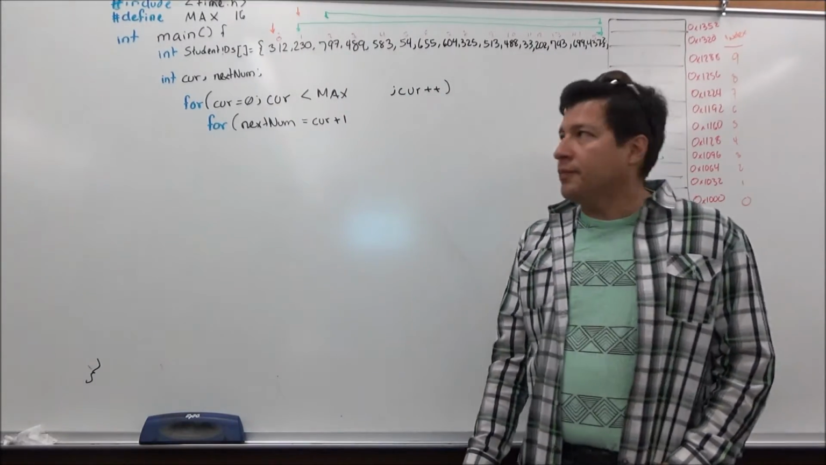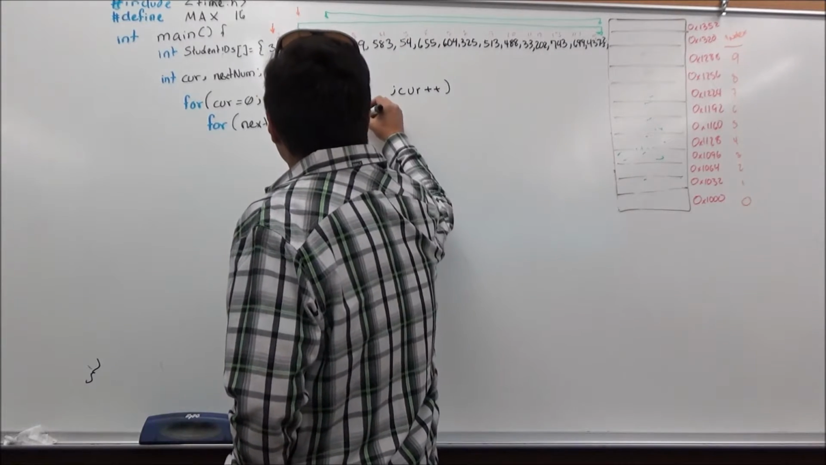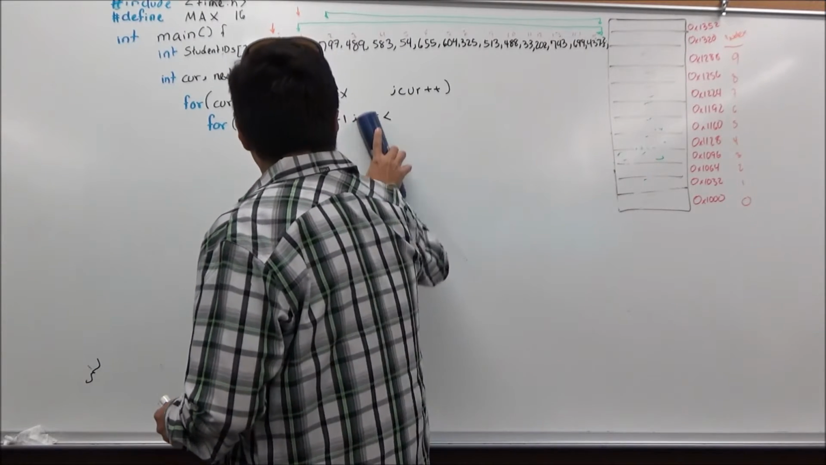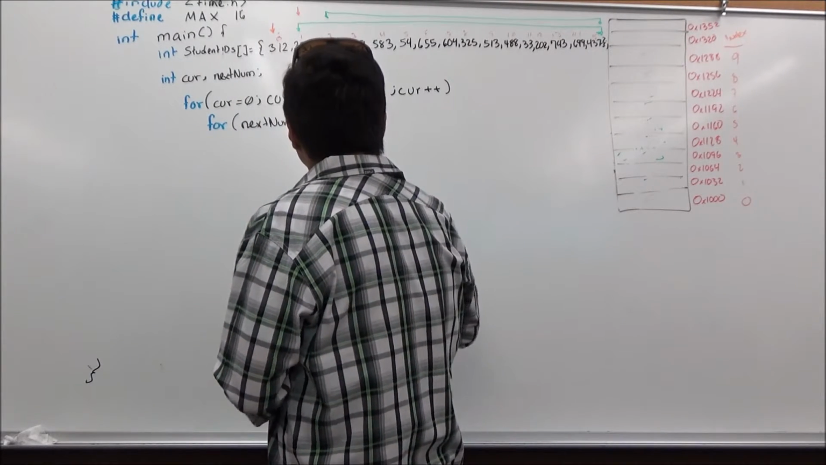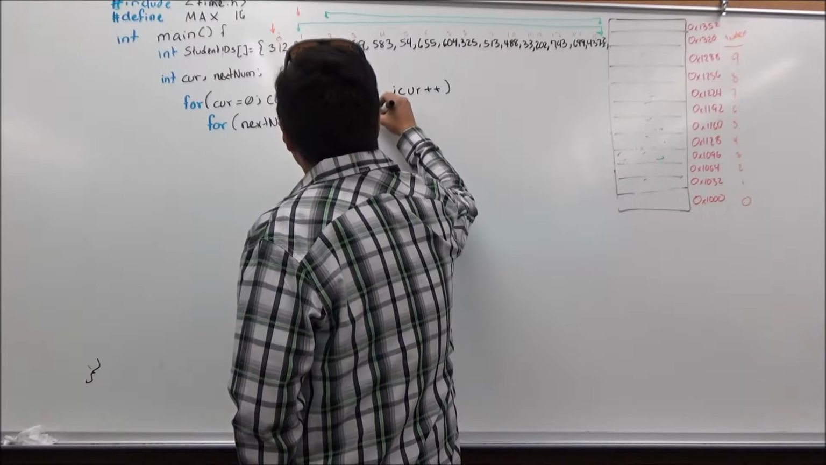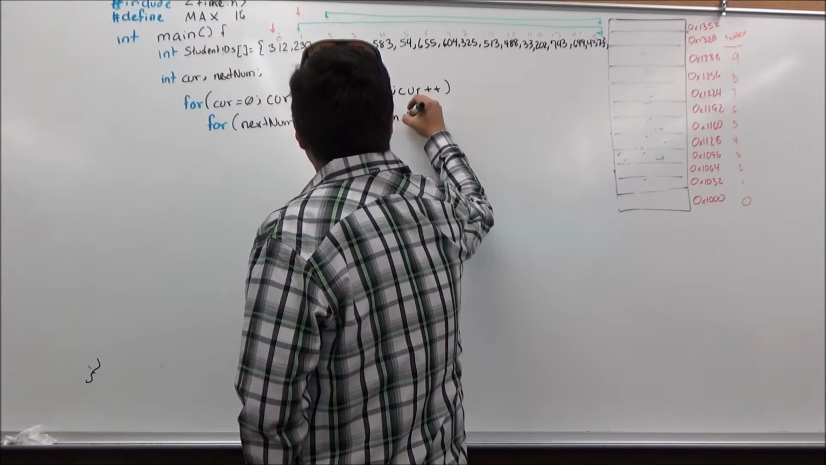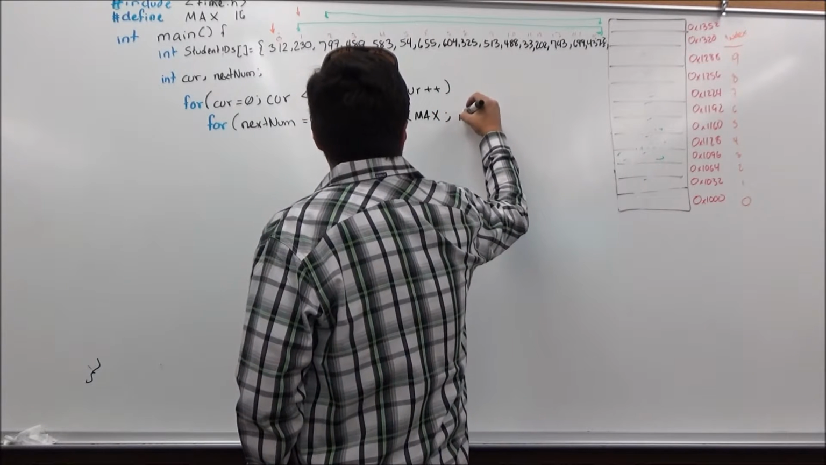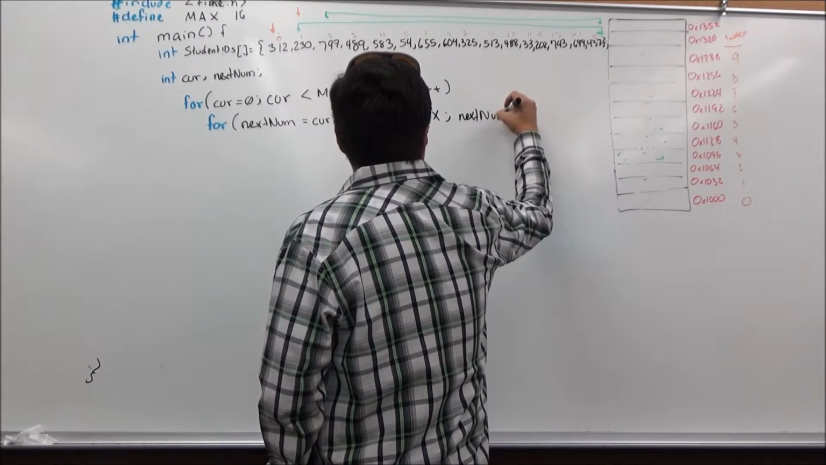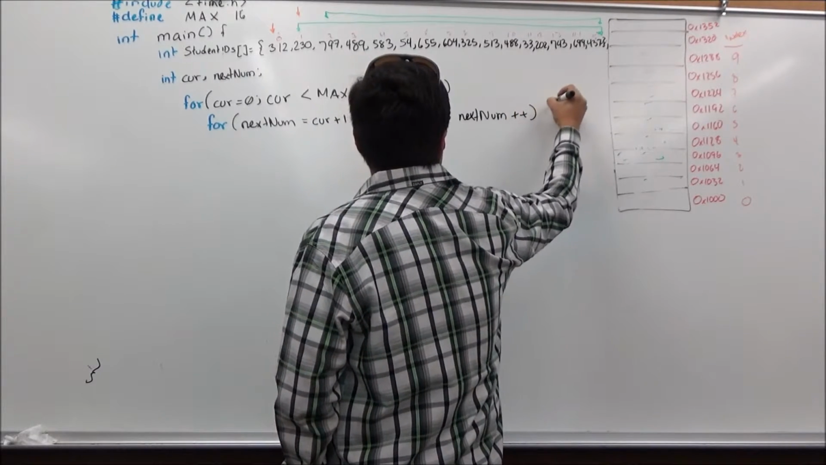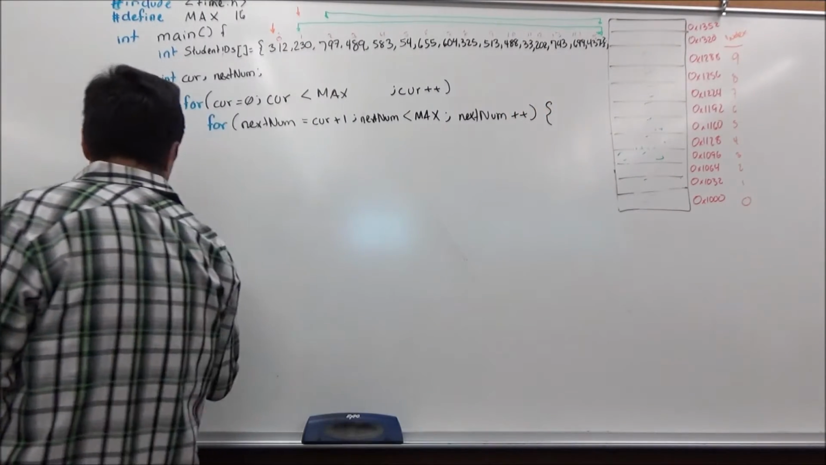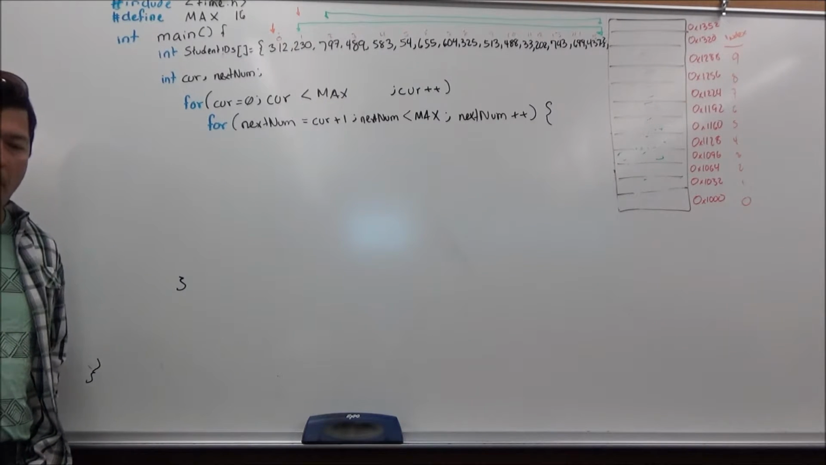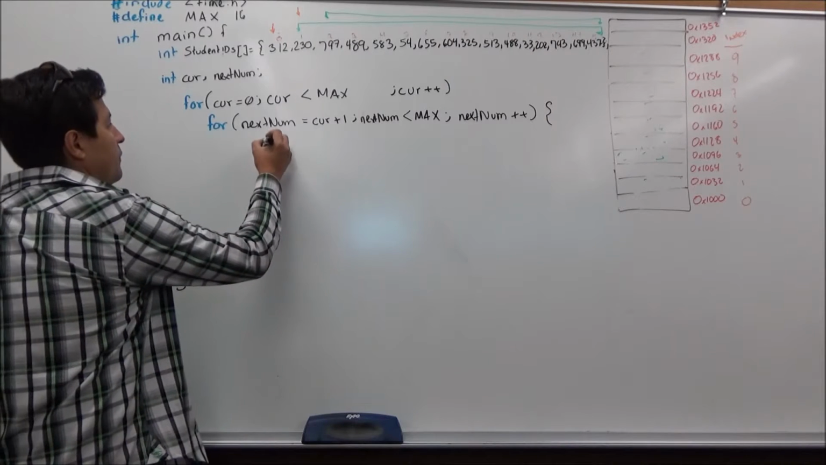Next number is less than max. Next number. And next number plus plus. We'll go with student IDs in the square brackets, next number. All right. So after this, what do I write? Student IDs in the square brackets, next number.